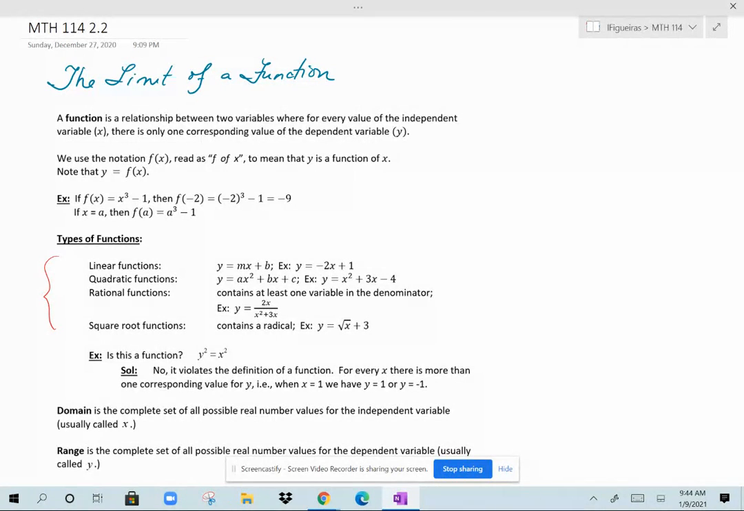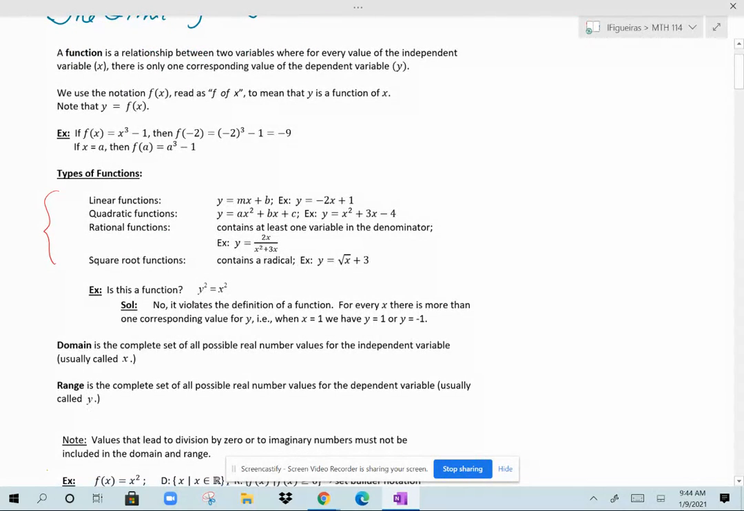Sometimes a relationship between two variables is not a function, and that's just called a relation. For example, y squared equals x squared is not a function because for every x value, there could be more than one corresponding y value. For example, if x is equal to 1, then y could equal plus or minus 1. So it doesn't satisfy the definition of a function, but it is considered to be a relation.